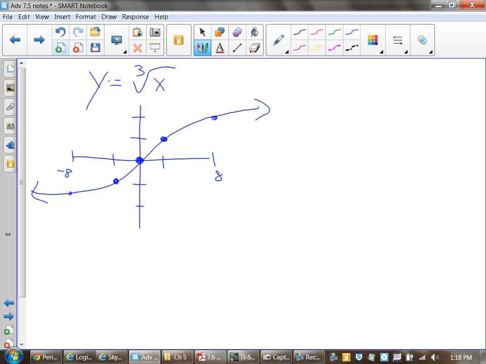If it was the fourth root, it would be different. There would be another domain and restrictions, because it's an even root.